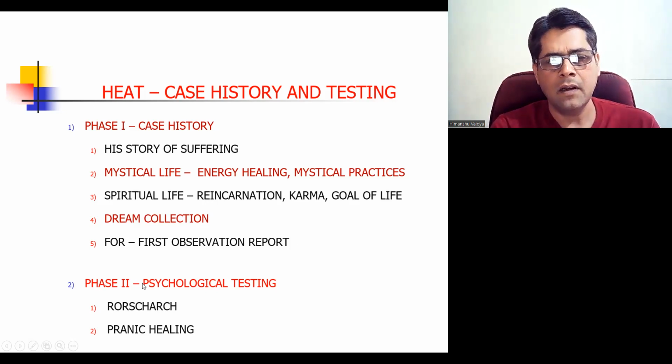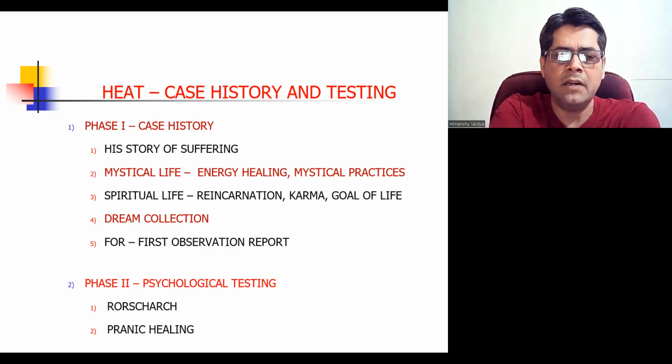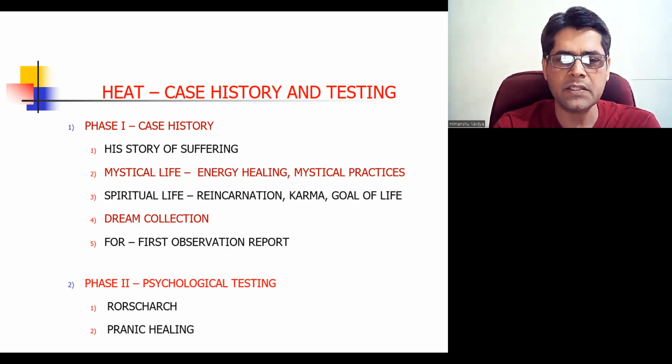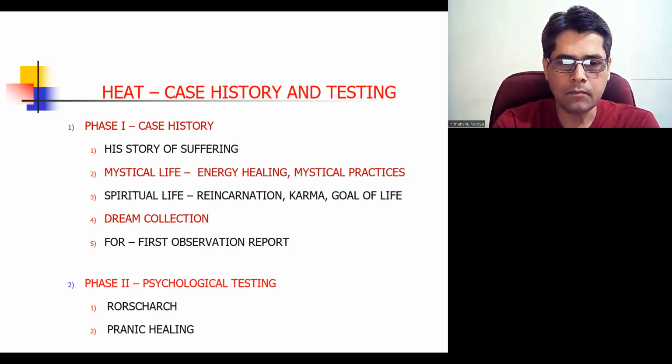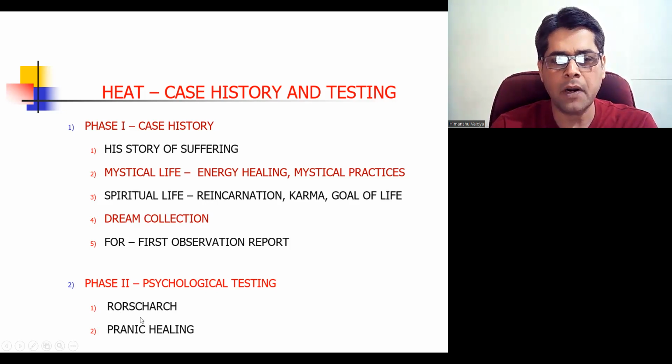Phase 2, psychological testing. In psychological testing, like in case history, we go as per the classical method, but we add to it something from pranic healing, because pranic healing also provides a technique to test out certain elements which exist or don't exist. We give primary importance to our classical tests and secondary importance to pranic healing, but we use it for a confirmation, a secondary confirmation, and also for exploring certain elements which otherwise are confusing or non-conclusive.